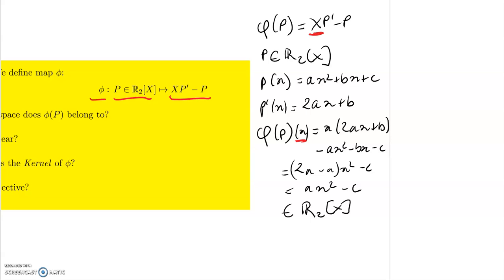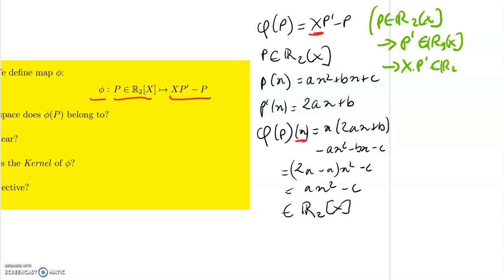So I didn't really need to do all these calculations to tell you that, because we could also do the reasoning by saying that if p belongs to R2 of x, the first derivative of a second degree polynomial is going to be a first degree polynomial, so p prime belongs to R1 of x. Then x times a polynomial of degree 1 is a polynomial of degree 2. And subtracting a polynomial of degree 2, I get something that belongs to R2 of x.